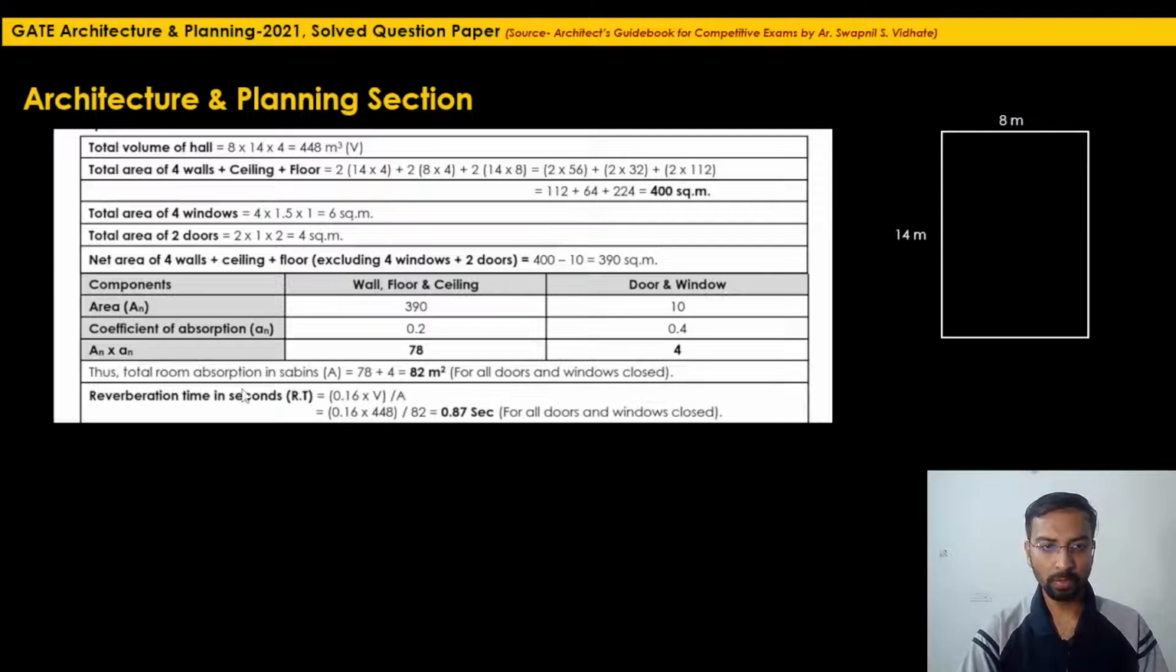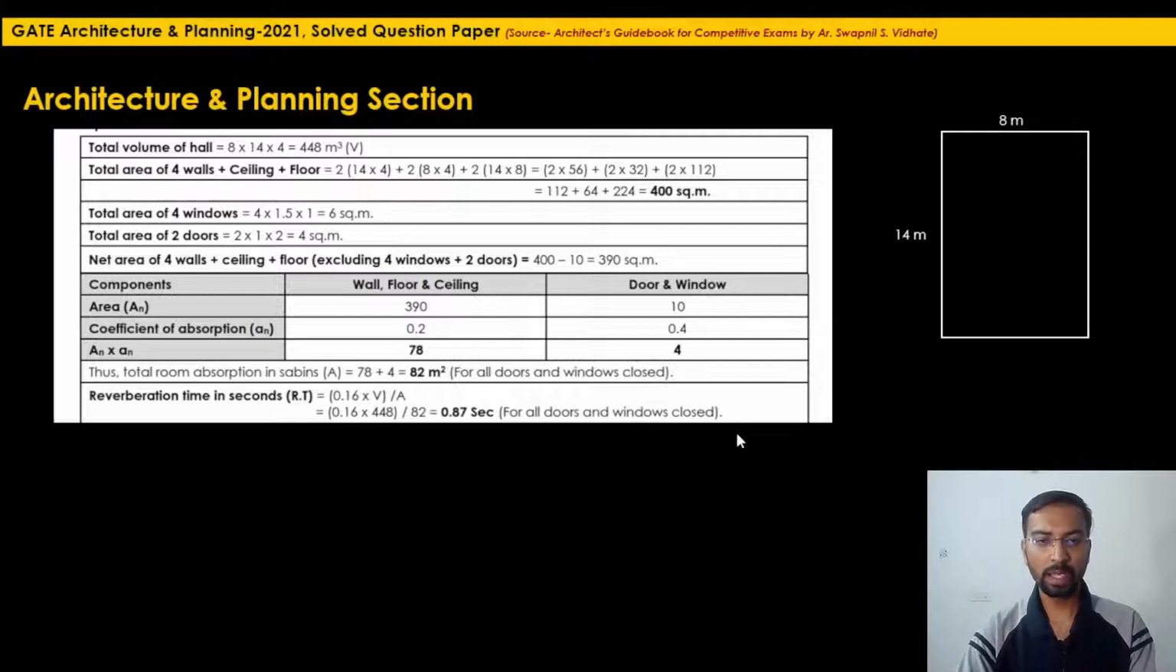So when the total absorption is 82 meter square, what will be the reverberation time? The formula is 0.16 into V upon A. Please remember this formula. Many times the questions are generally asked based on this formula. So 0.16 into the value of V here, which is 448 meter cube, divided by A. A is the total room absorption in sabins. We just found that here, that is 82. So what will be the answer for this? 0.87 second. This is the reverberation time for the condition where all doors and windows are closed.